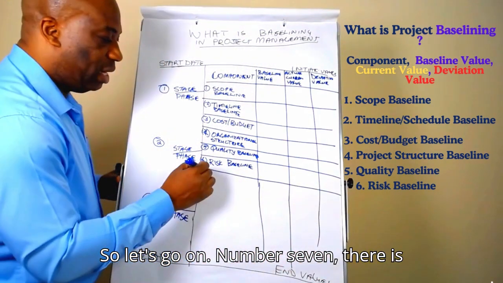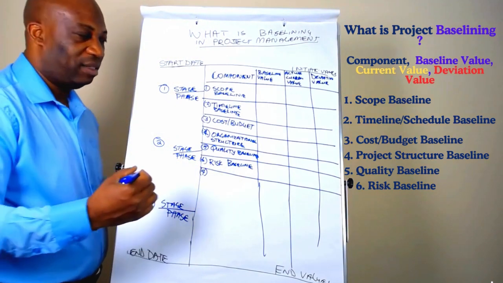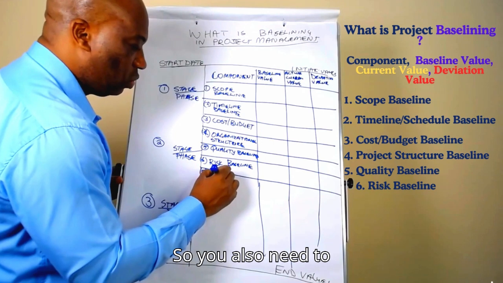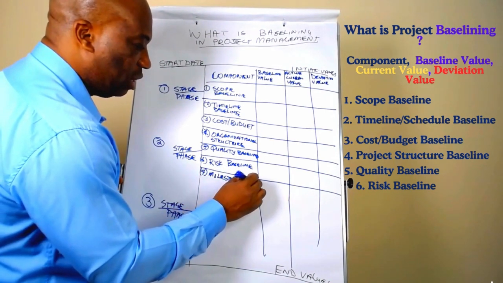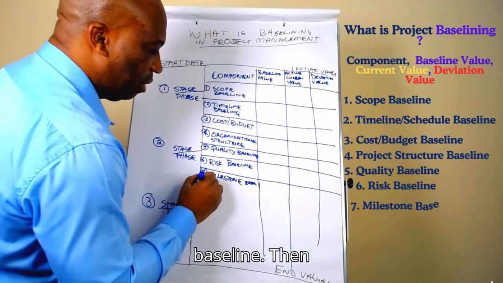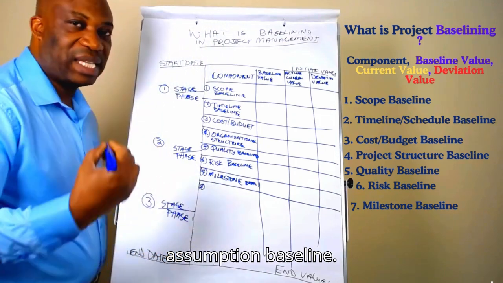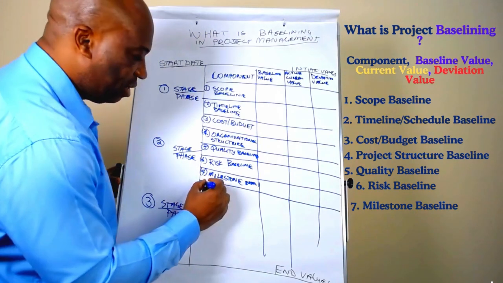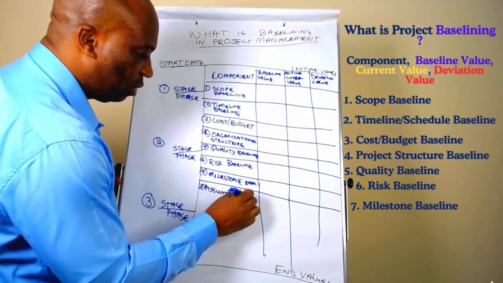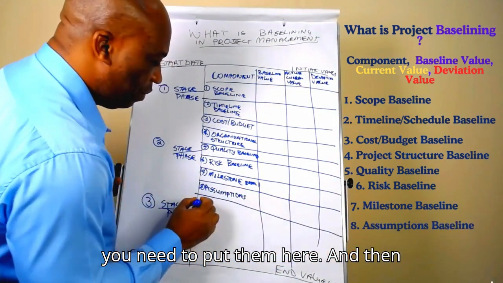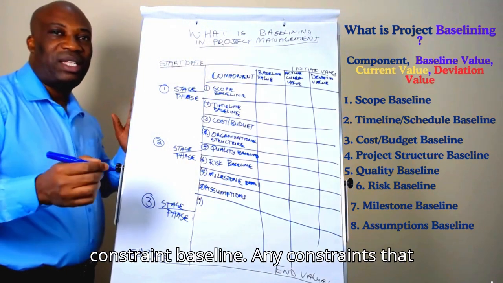So let's go on. Number 7, there's something called milestone baseline. So you also need to document milestone baseline. Okay. Then number 8, we have what is called assumption baseline. So all the assumptions that you need to put, put them here. And then number 9, we also have what is called constraints baseline.